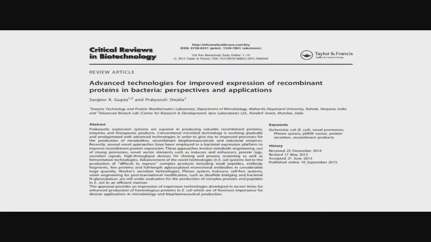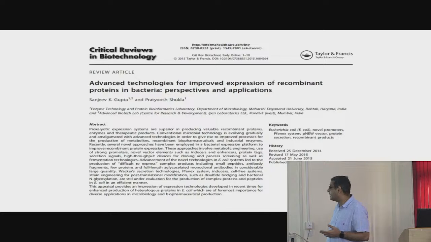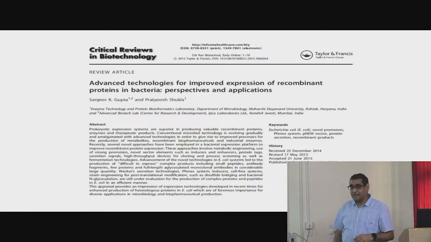This is the tutorial review article, Advanced Technology for Improved Expression of Recombinant Proteins in Bacteria, Perspective and Applications. This is a highly cited paper. If you search in Google, it was written by us, and the person there, Sanjeev Kumar Gupta, after completing his PhD with me, got the top rank. He is now Vice President of IPCA laboratory. He joined as a researcher and was a scientist there after this discovery, because the company made millions of rupees, millions of dollars with that type of technology, and they also funded it.